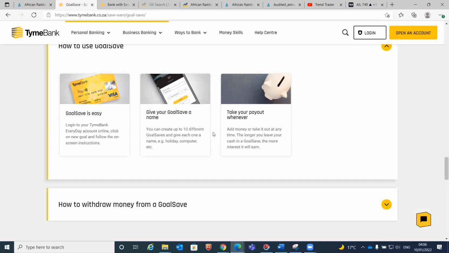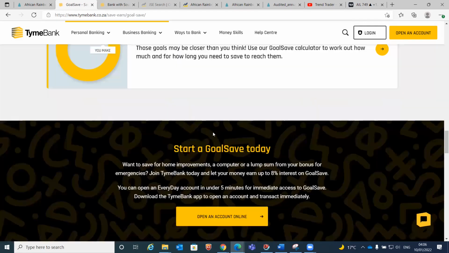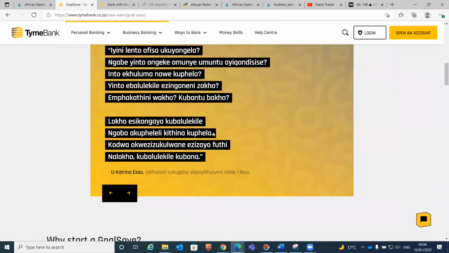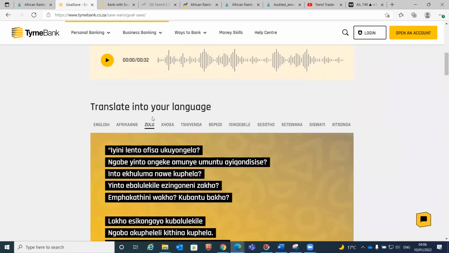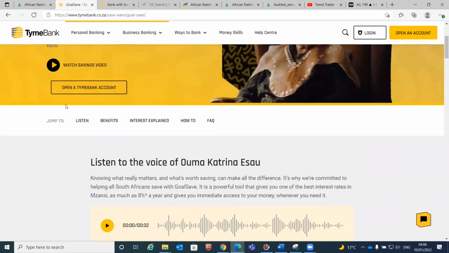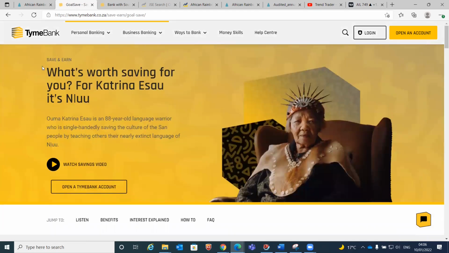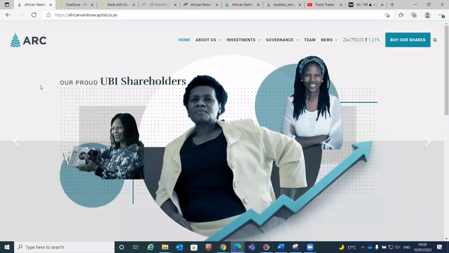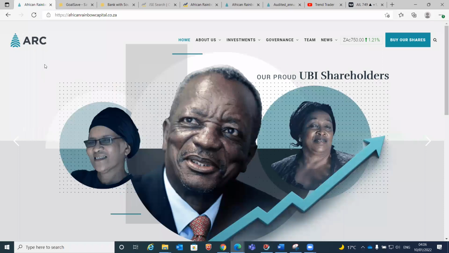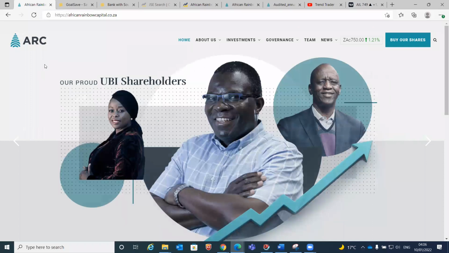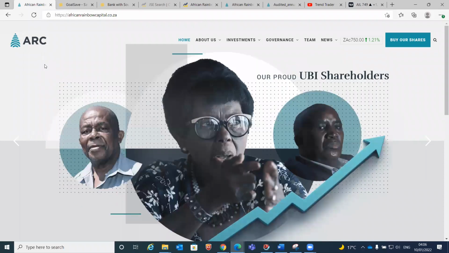There's a difference between saving and investing. In this case, we're talking about savings, or using TymeBank as a savings tool, right? But now, what is TymeBank? Because how can we invest in TymeBank? So the short answer is that TymeBank is part of African Rainbow Capital, meaning that we can't buy TymeBank directly, but we can invest in African Rainbow Capital. So once we invest in African Rainbow Capital, that's when we get exposure to TymeBank and to other investments that you can find in African Rainbow Capital.